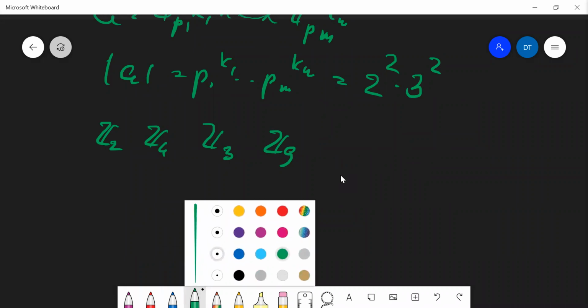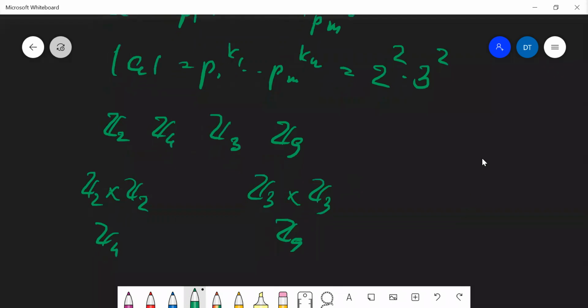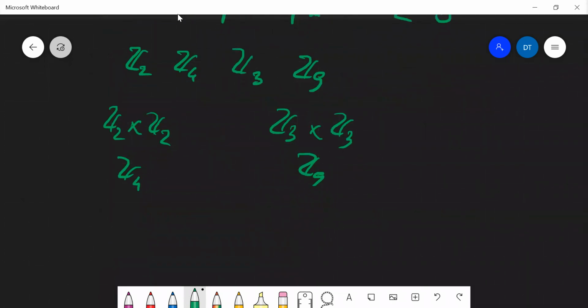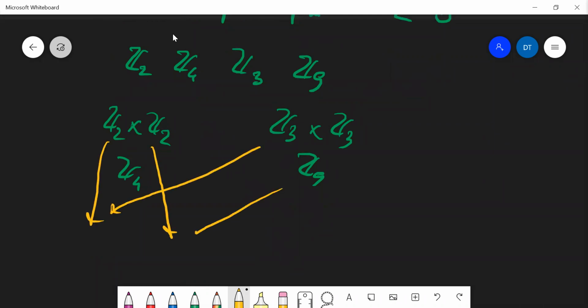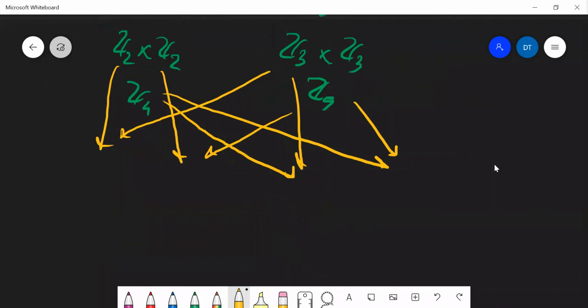So you have the following options: Z2 times Z2 or Z4. And here you have Z3 times Z3 or Z9. And now you may multiply each element from the right with each element on the left. So you may multiply these two, you may multiply these two, you may multiply these two, or you may multiply these two. So you will get 4 groups.